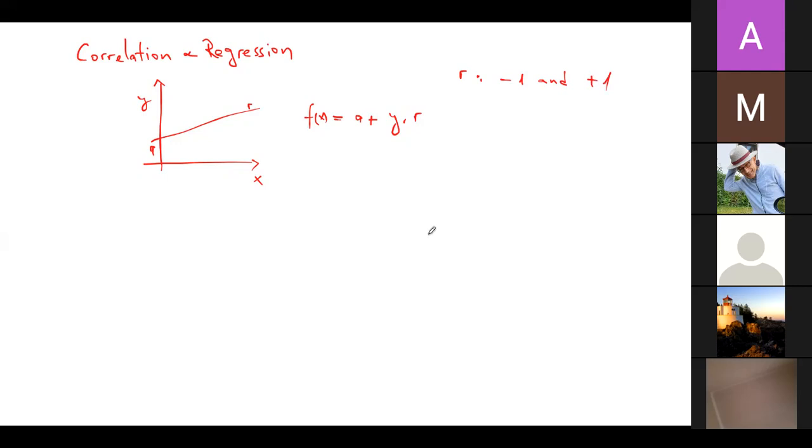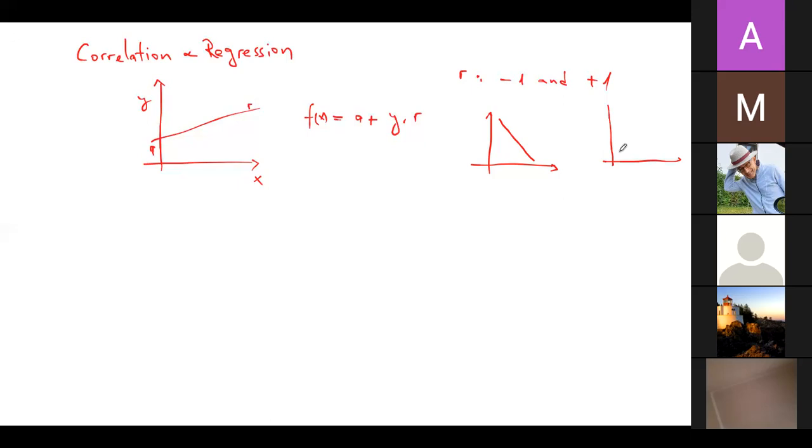Do you remember that? And R, let me show you an R of -1. R of -1 would be looking like what? This is an R of -1. As x is increasing, y is decreasing, or as y is increasing, x is decreasing. Reverse relationship.